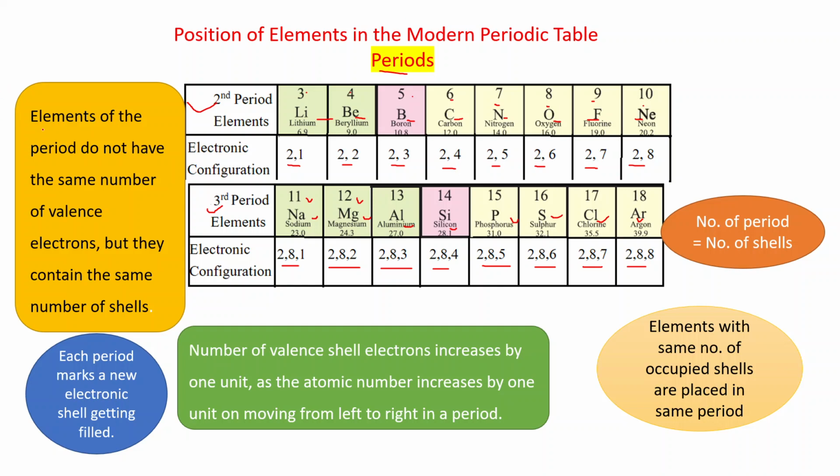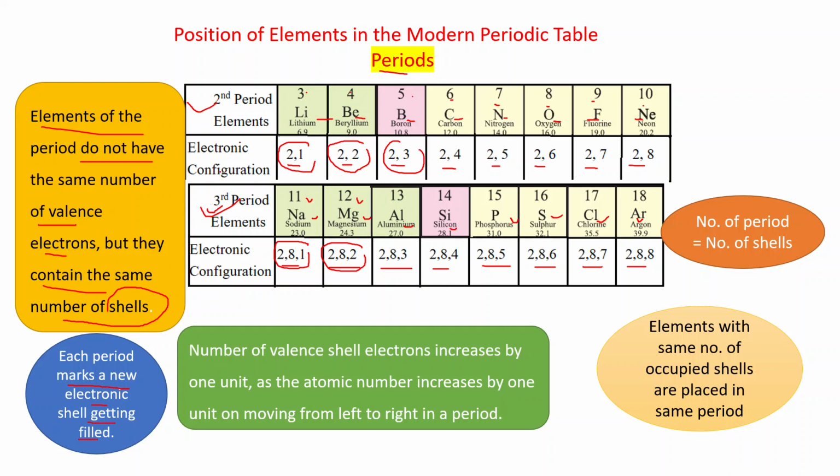We can say that elements of the period do not have the same number of valency electrons. Clear? Valency electrons increase as we go from left to right across a period, but they contain the same number of shells. You can say that second period elements have 2 shells, and third period elements have 3 shells. Is it clear? And you can say each period marks a new electronic shell getting filled.